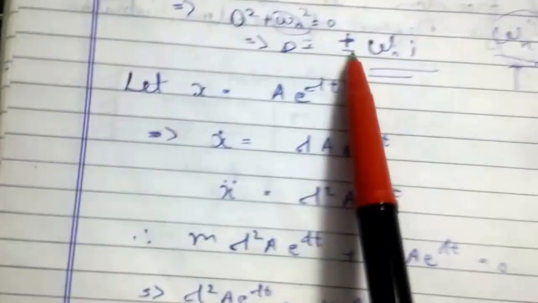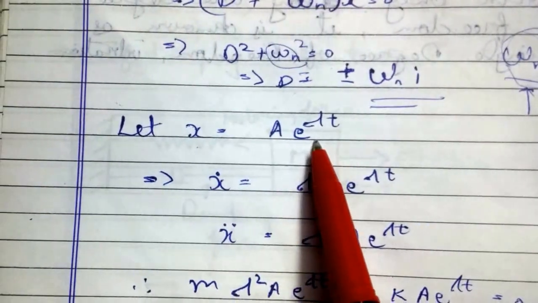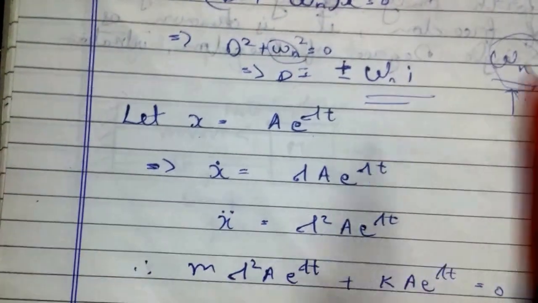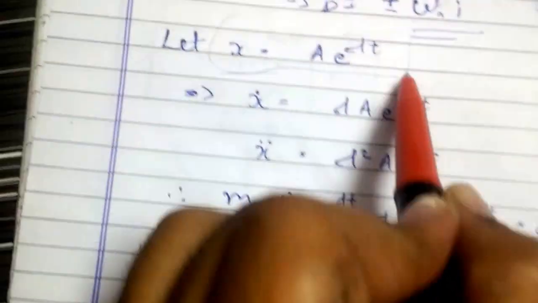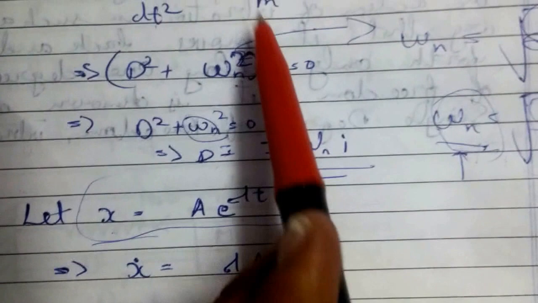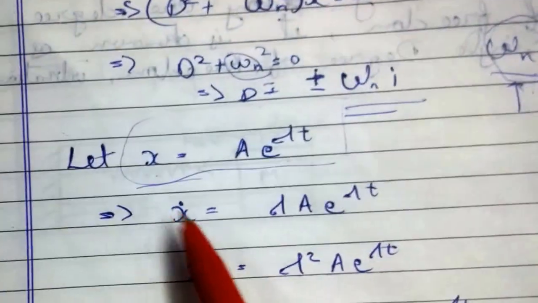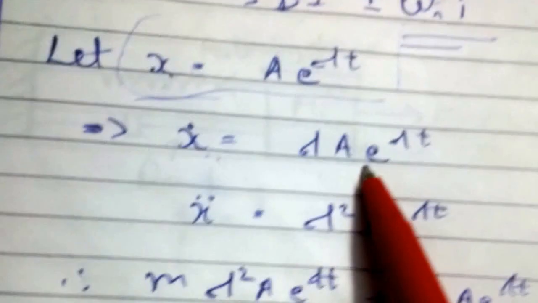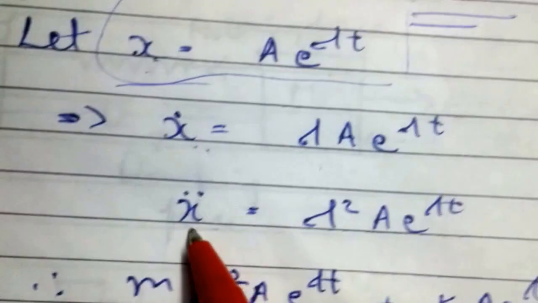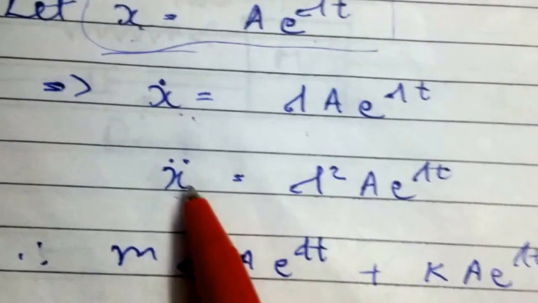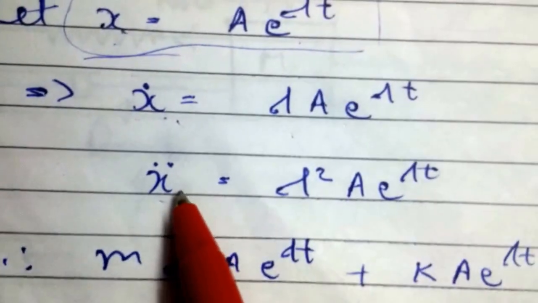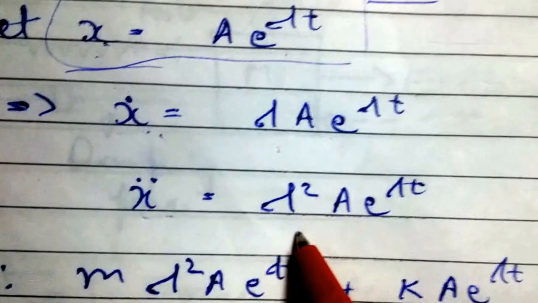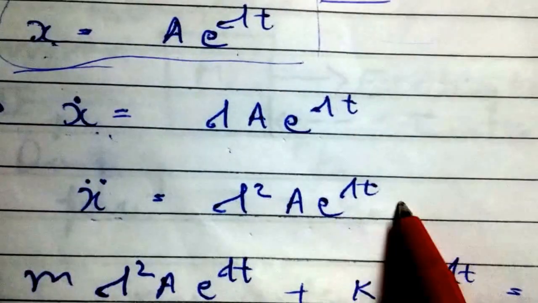So D equals plus or minus omega n i. Let x equal A e raised to lambda t. This is the basic general solution that we have for this kind of differential equation. If we differentiate it one time, x dot, that is dx by dt, would equal lambda A e raised to lambda t. For x double dot, differentiating again with respect to t, d2x by dt square would equal lambda square A e raised to lambda t.